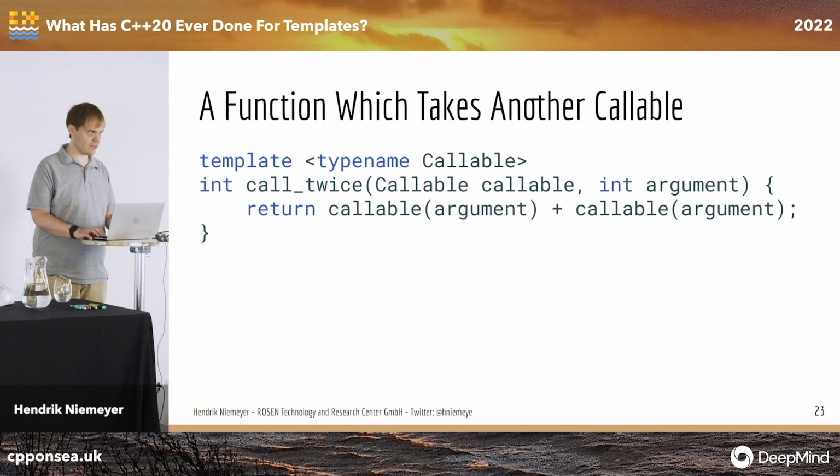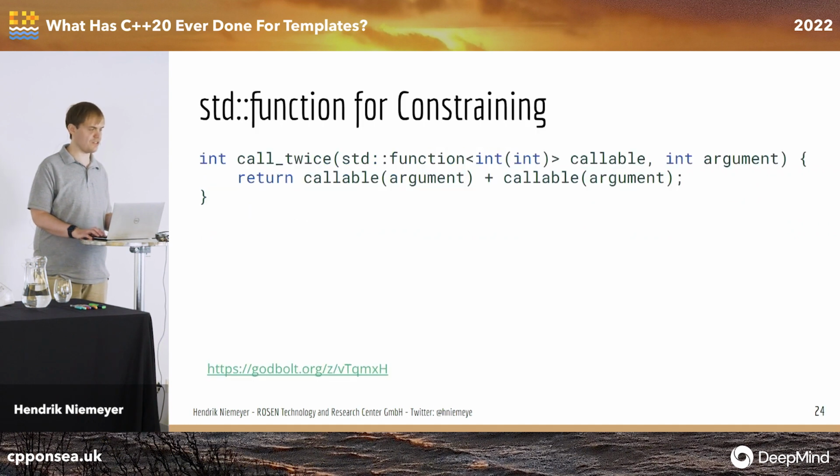And maybe it's a good idea to use concepts here to make it more understandable what we expect from our callable. And we could do that before C++20. There was another solution for that, which nobody likes, which is std::function. It documents what kind of callable we expect here, but it has a runtime overhead, and this is usually not what we want, at least in this case. We want to do it with a concept.